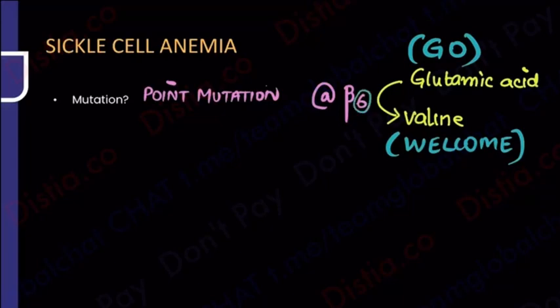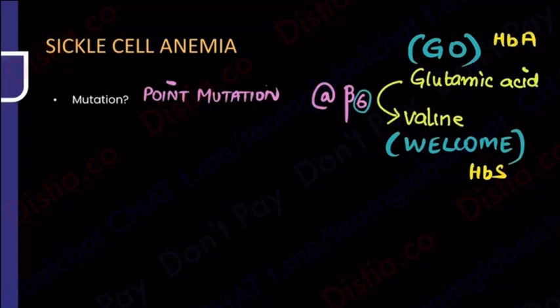So this is at one point. That is why it is a point mutation. And what has happened because of that point mutation? Normally when glutamic acid was there, the patient had adult hemoglobin. Now when it changes to valine, the patient is going to have sickled hemoglobin.